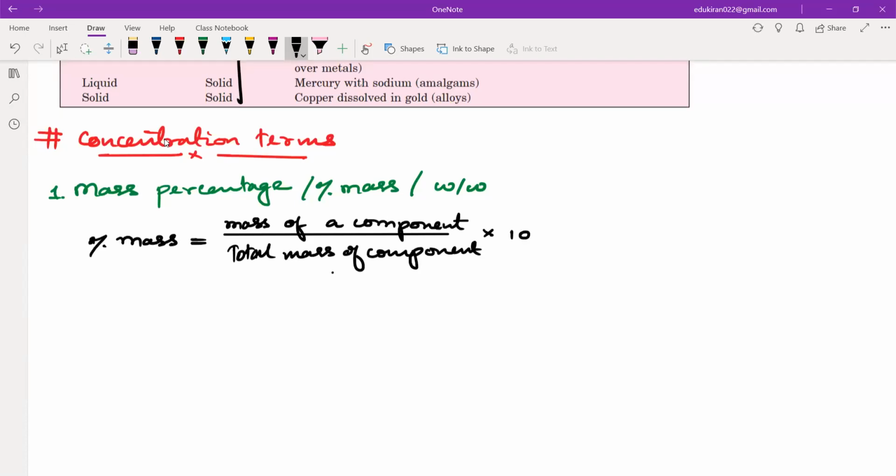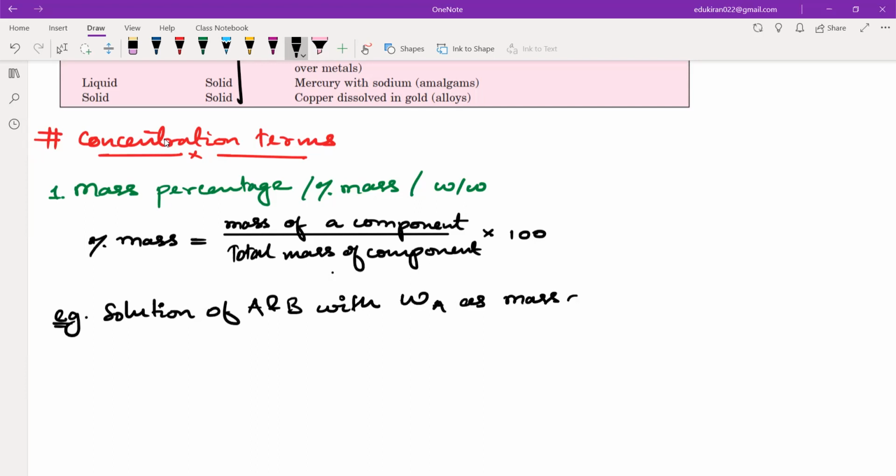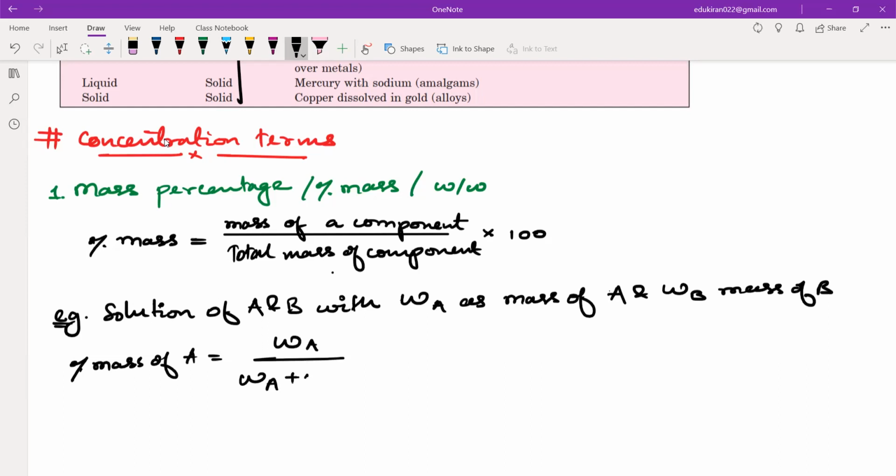And in order to have a percentage, we multiply this by 100. So for example, a solution of A and B with WA as mass of A and WB as mass of B. So in this case, I will write the percentage mass of A will be equal to WA upon WA plus WB into 100. Okay, into 100. So this will be the percentage mass.